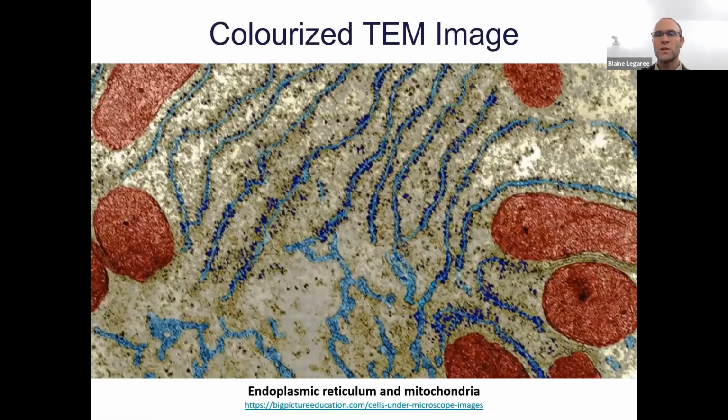So here's a colorized image. This one's pretty cool. You can see the endoplasmic reticulum. You can see ribosomes all over the place, and the big red things are mitochondria. Some incredible images.